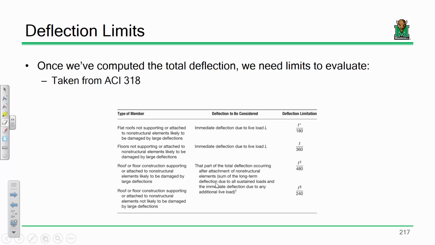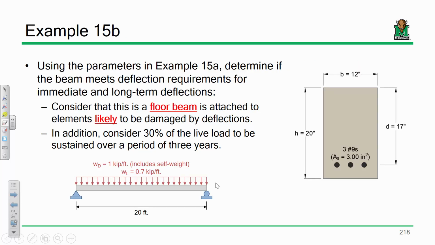So what I'm going to do, just to illustrate what's going on here, I want to look at example 15B, and I want to assess its deflection requirements based on the fact that we're going to say that this is a floor beam that is likely to be damaged by deflections. And in addition, we're going to consider that 30% of this load is sustained, and we're going to say it's sustained over a period of 3 years.